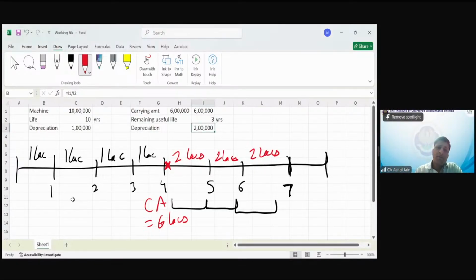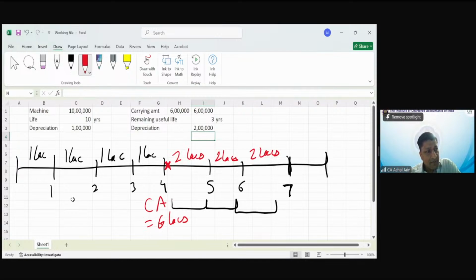Sir, in AS 15, we are not supposed to deduct the current service cost or interest cost and past service cost if recognized. So what is the meaning of you are not supposed to deduct? I couldn't understand this point. What is the meaning of the deduction here?